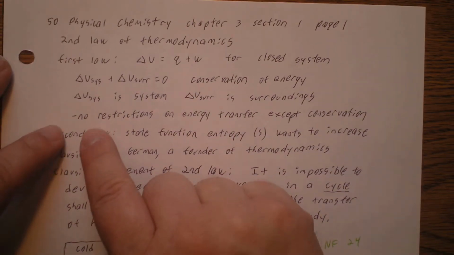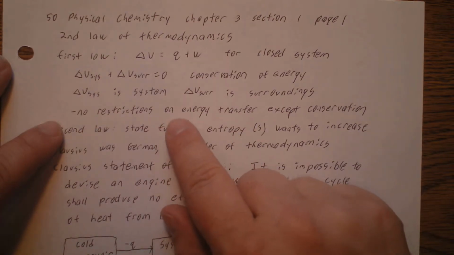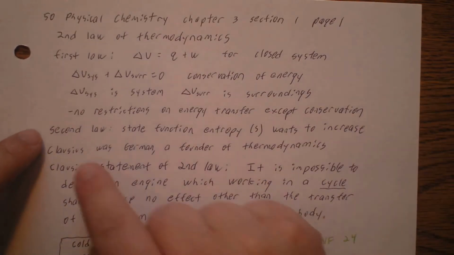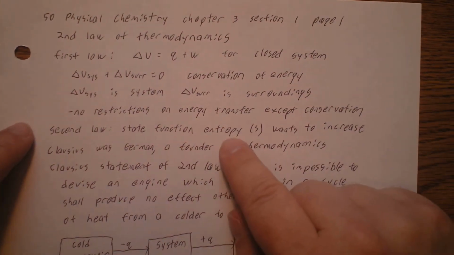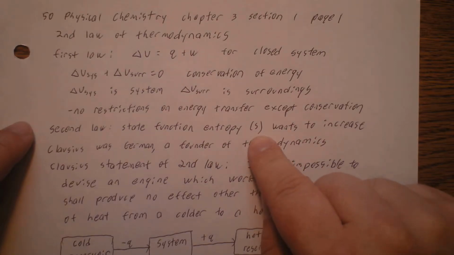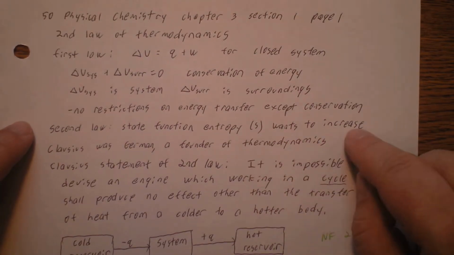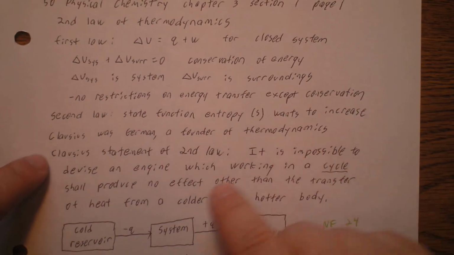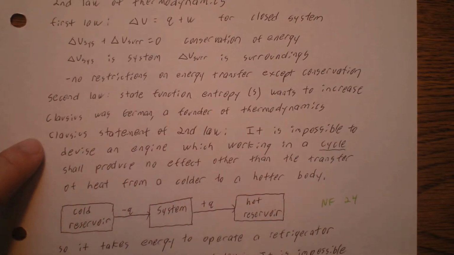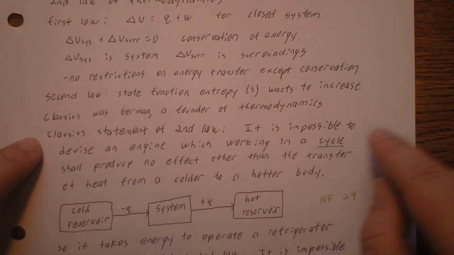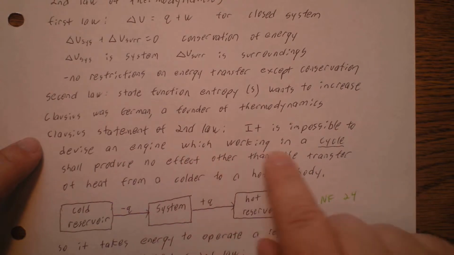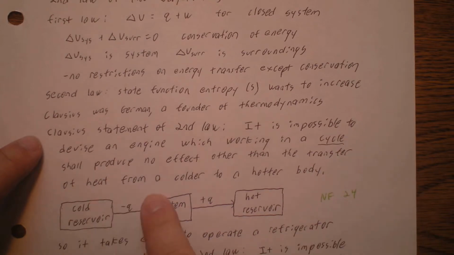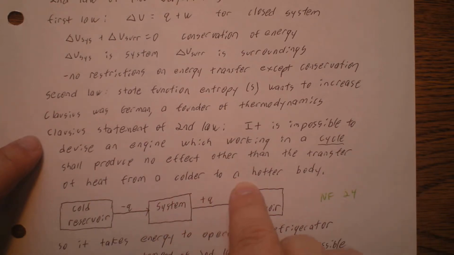Now, based on the first law, there are no restrictions on energy transfer except for the conservation of energy. The second law says there is a state function, entropy, which we will symbolize by capital S, that wants to increase. Now, Clausius was German. He was the founder of thermodynamics. The Clausius version of the statement of the second law says, "It is impossible to devise an engine which, working in a cycle, shall produce no effect other than the transfer of heat from a colder body to a hotter body."